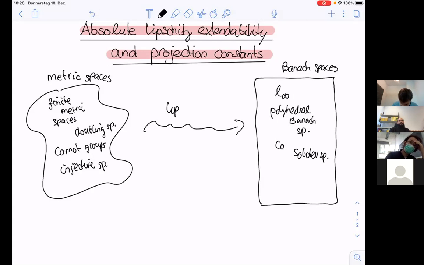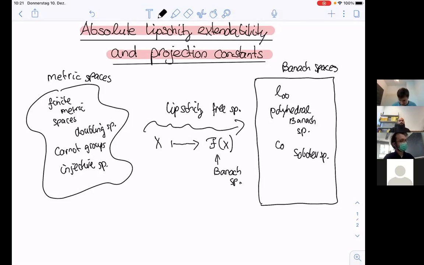The basic idea is that there is a functor from here to here, called Lipschitz free spaces. Basically you have X, a metric space, and you assign to it a Banach space, called F of X, the Lipschitz free space. The construction is very analogous to the construction of a free group.